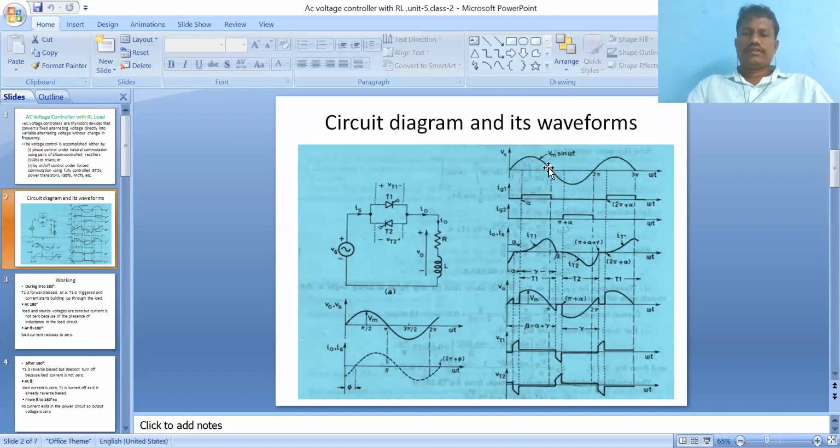Now let us take the operation of this single phase AC voltage controller with resistive and inductive load. During the first half cycle, positive is connected to the anode of T1 with respect to the cathode. T1 comes into conduction mode once we apply the firing pulse. It starts conducting and allows current to flow through T1, through R and L, and finally back to the supply. It is a closed loop.